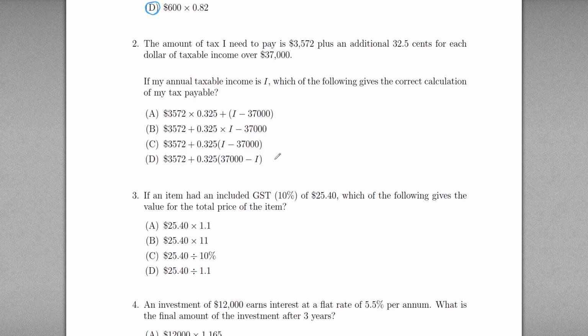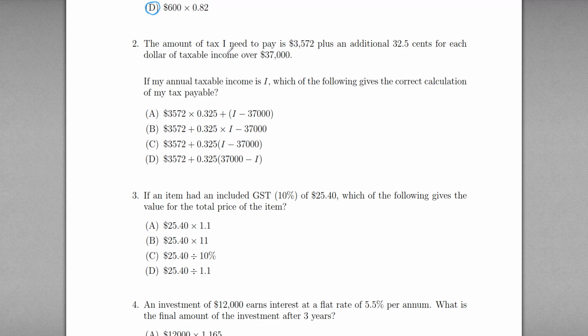Alright, the amount of tax I need to pay is 3572 plus an additional 32.5 cents for each dollar of taxable income over 37,000. If my income is I, which one gives the correct calculation? Alright, choice A is just nonsense, doesn't do anything that we want it to. It's 3572 plus something, this is not it. This is also kind of nonsense because it's multiplying 32.5 cents by my income and then subtracting 37,000. It's a bit nonsense. Alright, so it's a choice between C and D, right?